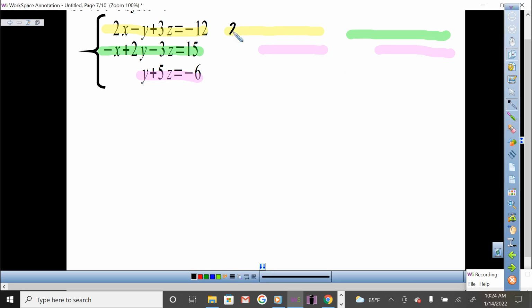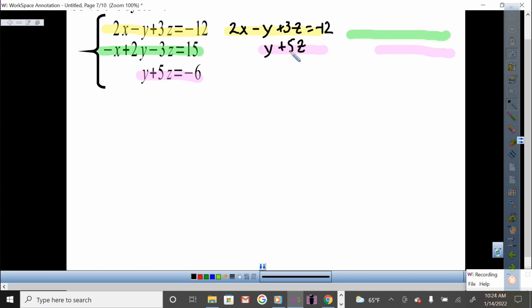The first one I'm going to write here, 2x minus y plus 3z equals negative 12. And underneath that, we have y plus 5z equals negative 6. Then again, I write the second equation, negative x plus 2y minus 3z equals 15. And underneath that again, the small one, which is y plus 5z equals negative 6.